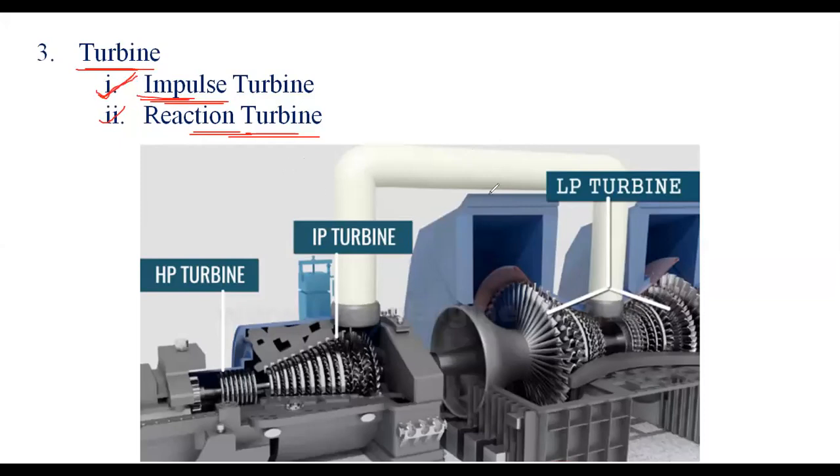Generally, the impulse turbine, which is a high speed turbine, has its shaft placed horizontally. For the reaction turbine, that is the medium as well as the low speed turbine, the shaft position can be either horizontal or vertical. Now this diagram represents the impulse turbine. The shaft position is horizontal. Here there are three stages: the low pressure turbine, the intermediate pressure turbine, and the high pressure turbine.